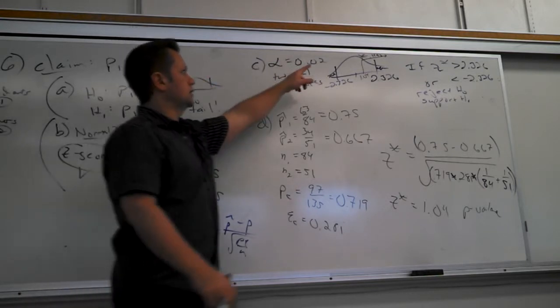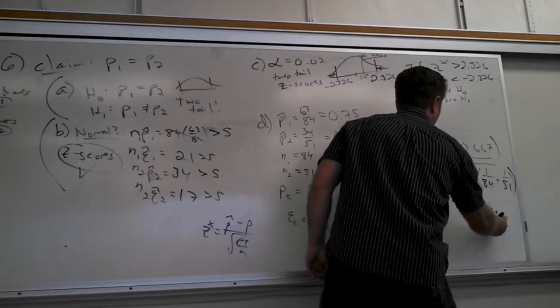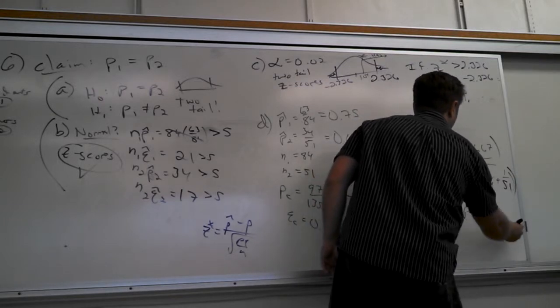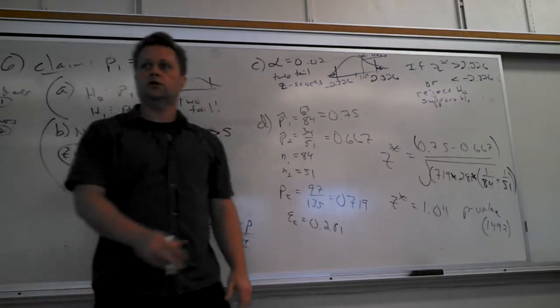So what's the p-value? That's not the p-value. What's the p-value going to be? What do you do with 0.1492? Since it's the two-tail test, I times it by 2? Double it. Yeah.